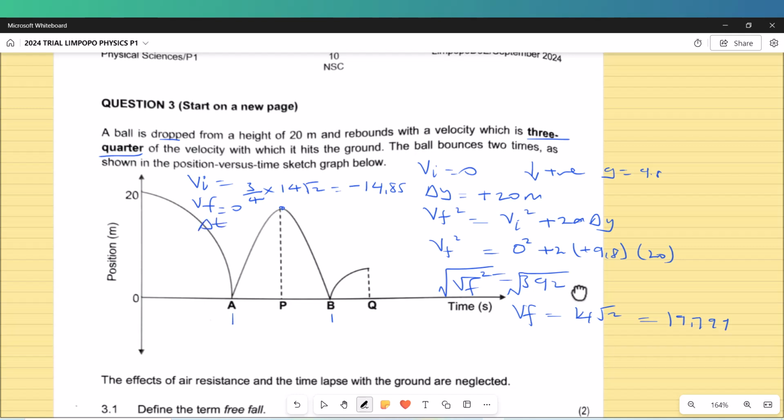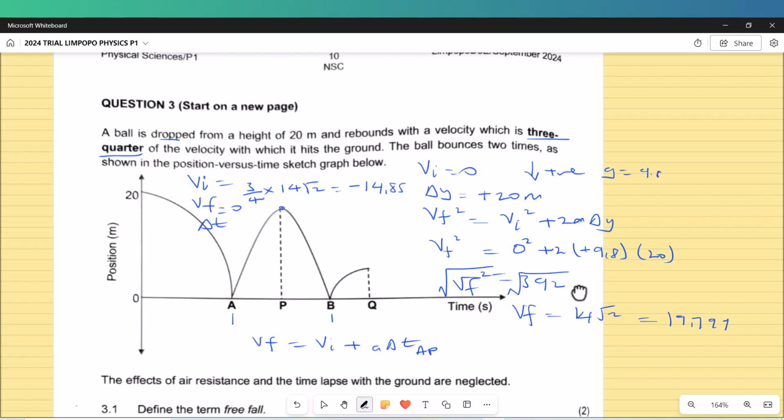I can use change in v, final, v2, divided by g, equals to v initial. Altogether, yeah. Alright, now how do you find the change in time? Now the time t1 is from A to P. Now the time is from where? From A to P, okay?